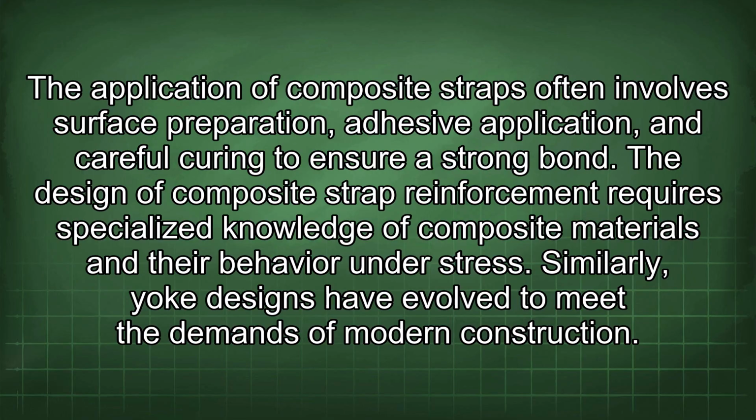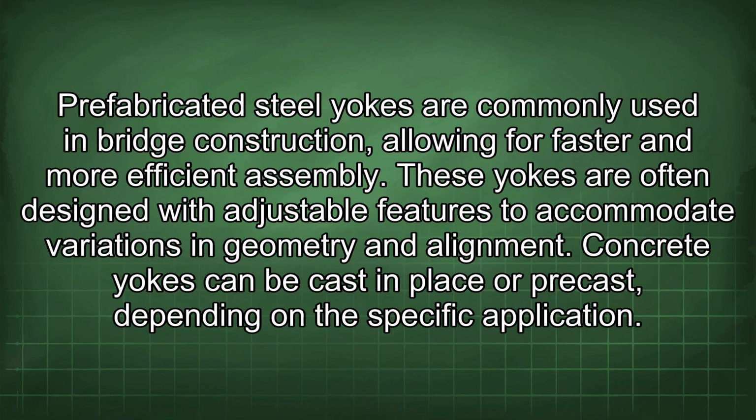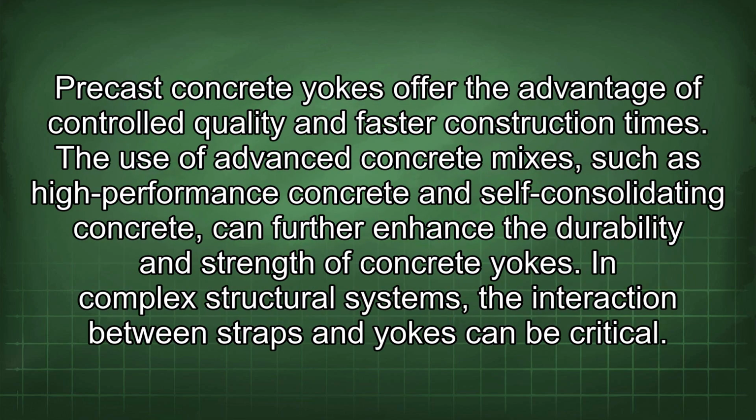Similarly, yoke designs have evolved to meet the demands of modern construction. Prefabricated steel yokes are commonly used in bridge construction, allowing for faster and more efficient assembly. These yokes are often designed with adjustable features to accommodate variations in geometry and alignment. Concrete yokes can be cast in place or precast, depending on the specific application. Precast concrete yokes offer the advantage of controlled quality and faster construction times. The use of advanced concrete mixes, such as high-performance concrete and self-consolidating concrete, can further enhance the durability and strength of concrete yokes.